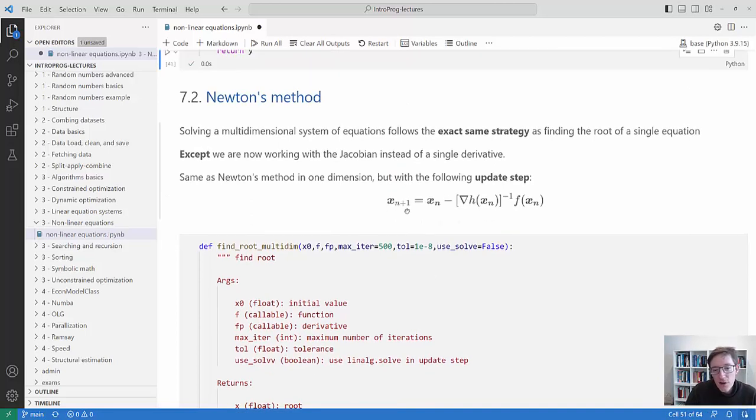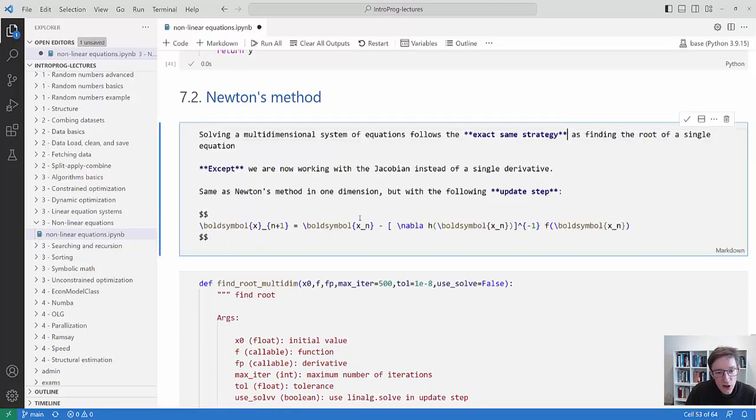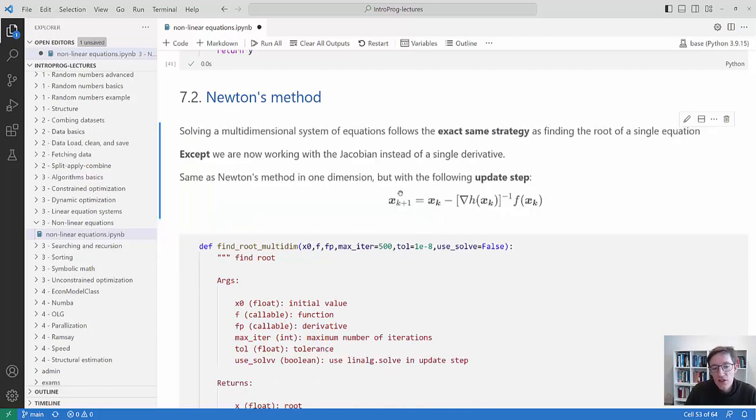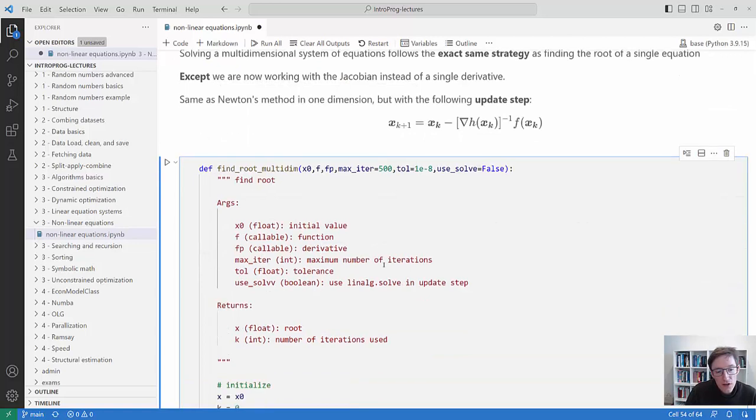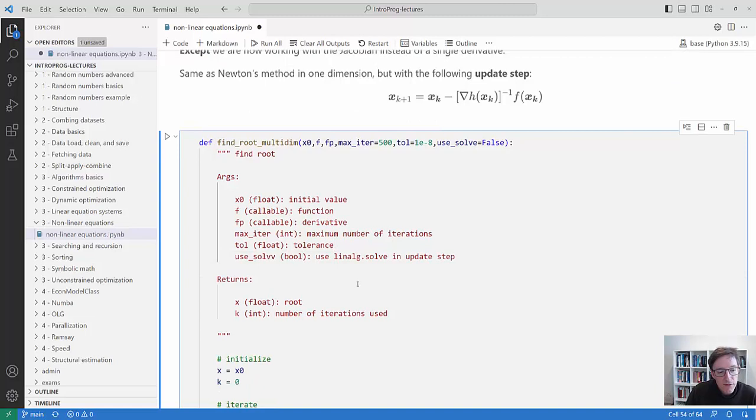Maybe to be clear, now I call it n, before I called it k. So let's just update this such that we are sure there's no difference here. Good. So this is just the same update step as before, and therefore also the find root multidim looks very similar. It's the same types of inputs. Now there's an extra bool here about whether we will use linear solve in our update step. I will mention that briefly.